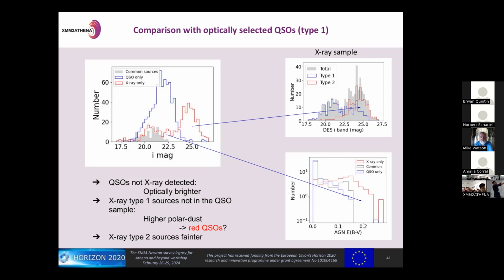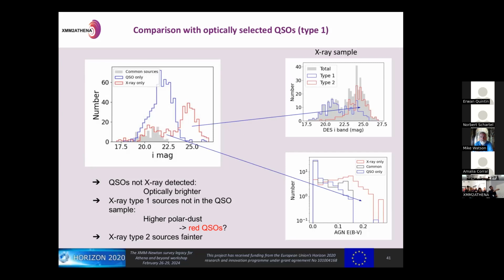So this population here is all type 2 AGN. That is the reason why they are not in the QSO broad-line sample. The other case is that we have some type 1 sources that map onto the same optical distribution, so part of the sources are in common. However, we have a large portion of type 1 X-ray sources that are not selected in the optically selected sample.